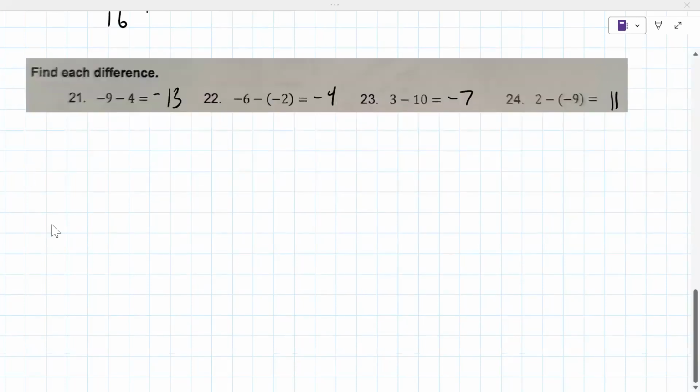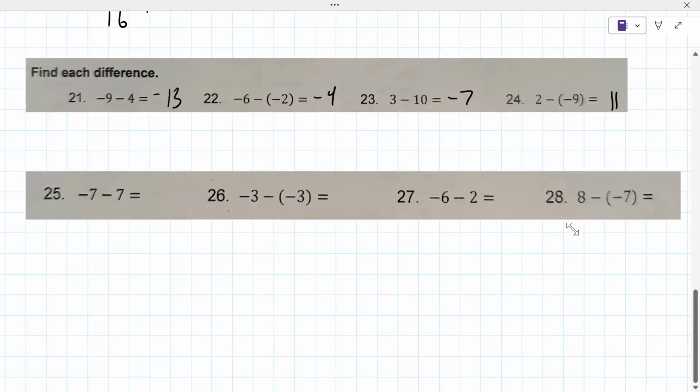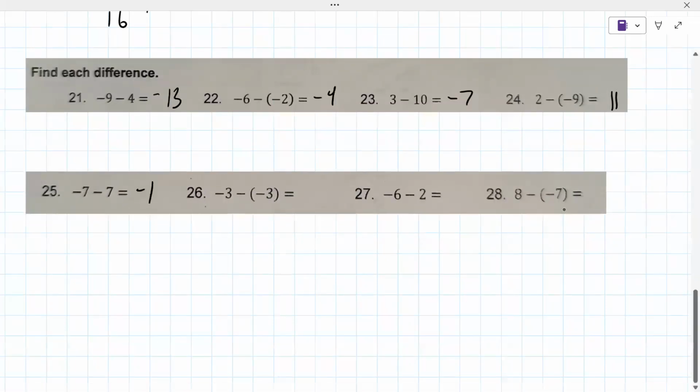Negative 14. Zero. Negative 8. 15. Good. Okay. Great. So you're definitely able to do this.